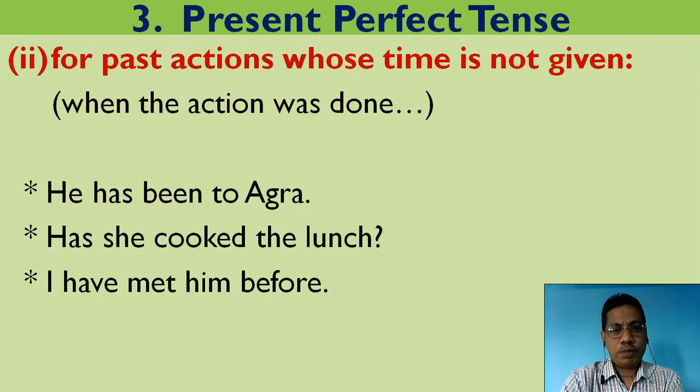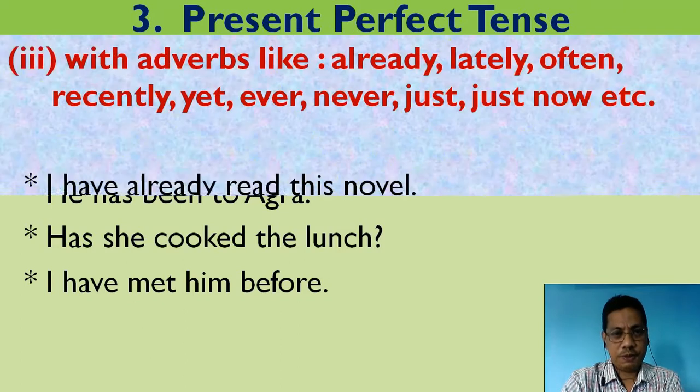It is used for past actions whose time is not yet mentioned. When the action is done, it is not mentioned. For example, he has been to Agra. He has cooked. Has she cooked the lunch? I have met him before. The time reference is not mentioned. So these can be expressed in present perfect tense.